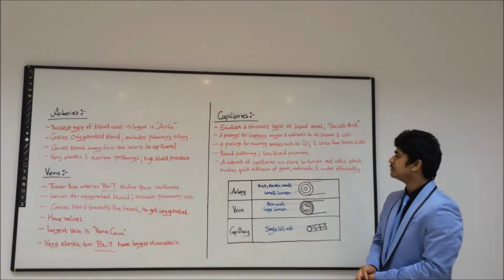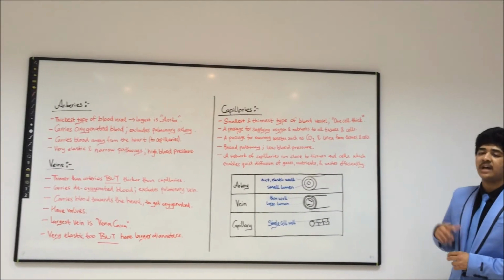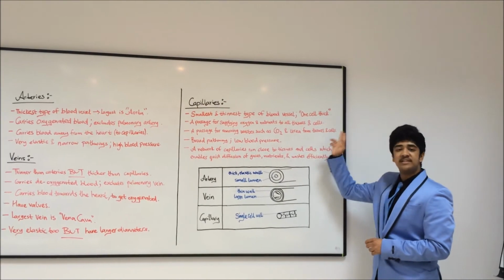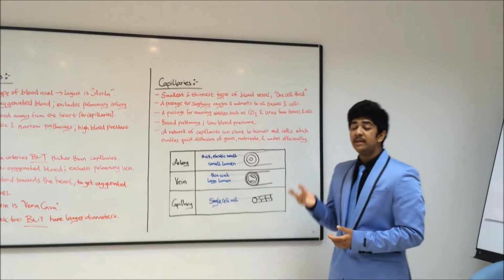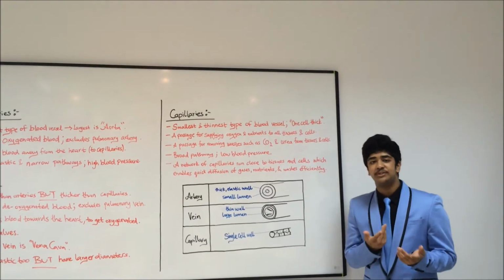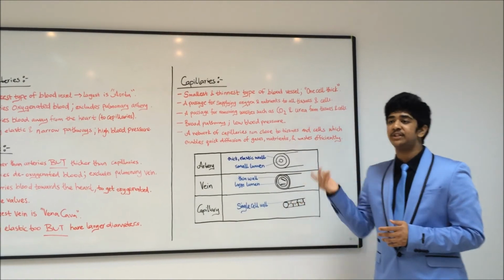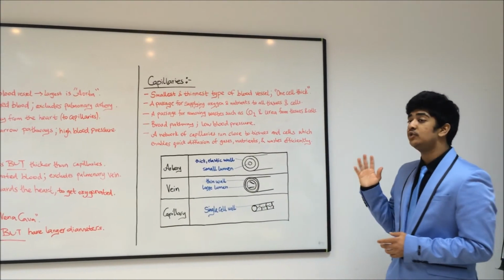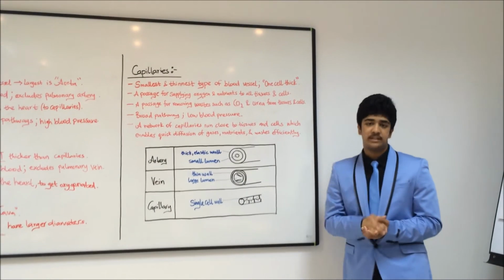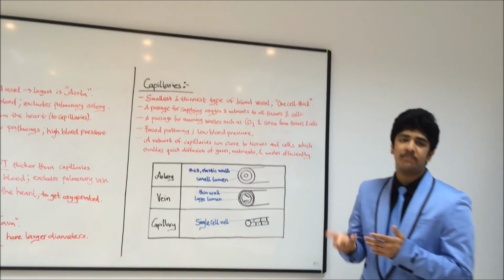Last, we have the capillaries, which are the smallest and the thinnest type of blood vessels. They're usually referred to by the words one cell thick. So their main function is that it's a passage for supplying oxygen and nutrients to all tissues and cells. And they're also a passage for removing wastes such as carbon dioxide and urea from tissues and cells. And they have a broad pathway, thus they have very low blood pressures.